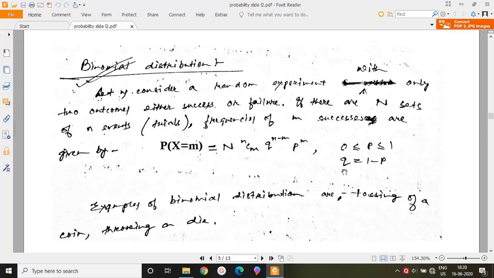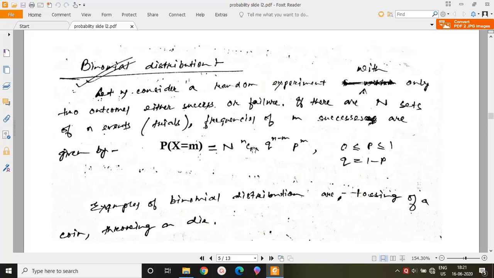First of all, what are p and q in binomial distribution? p is the probability of success of the random experiment, q is the probability of failure. And what is capital N? Capital N is the number of sets of trials. In each set you have n events. If you make only one set, then this capital N will be 1. Then the probability expression will simply be nCm q to the power n minus m, p to the power m.